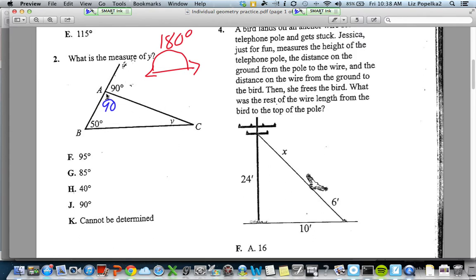So now we've got two of the three angles of this triangle. The triangle has 180 degrees total. 90 plus 50 is 140. So if we take 140 degrees that are already accounted for from the total of 180, that leaves 40 degrees left over for angle Y. So that must be the correct answer.